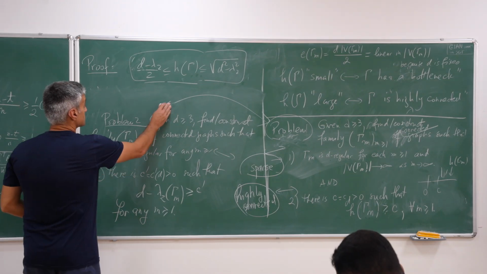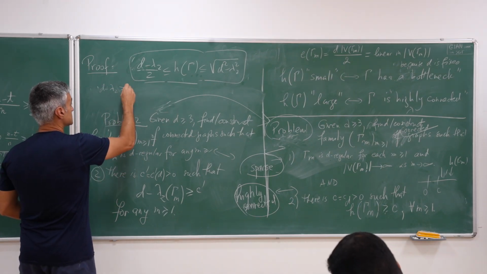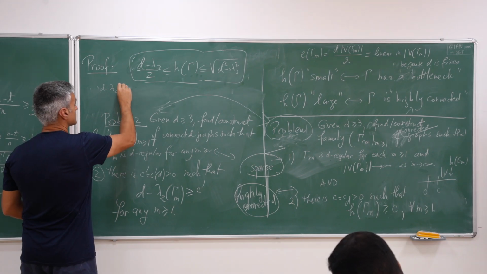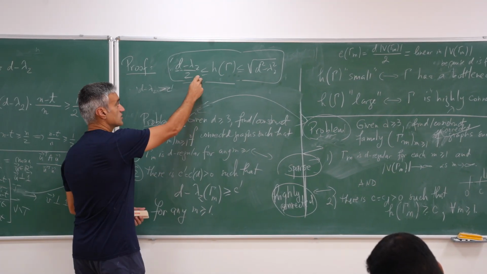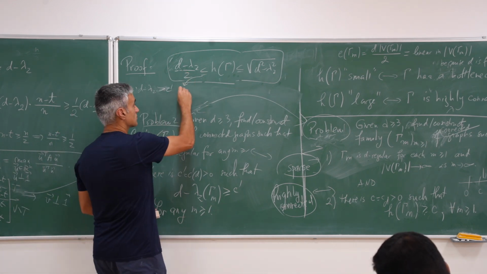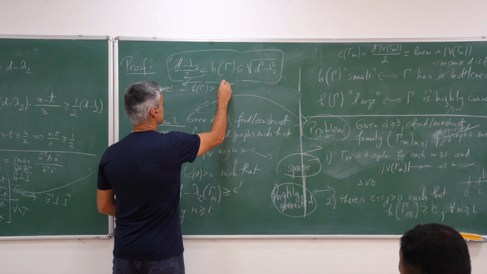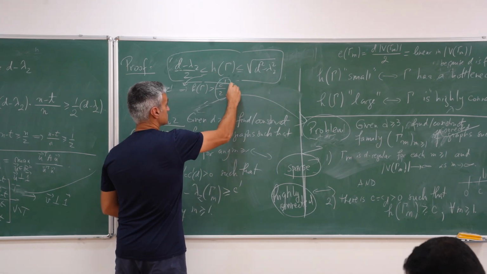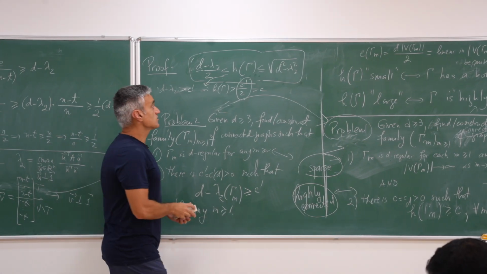So how do you see that? Well, if d minus lambda 2 is bigger than some constant, let's say like here C prime, then I use the left hand side of the inequality, and I get h of gamma greater than C prime over 2, so I can take this C prime over 2 to be C. Okay, it's positive.